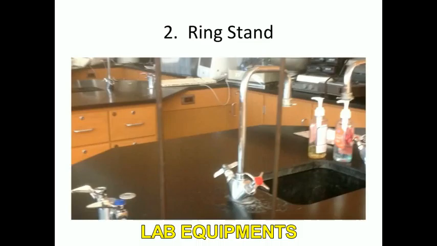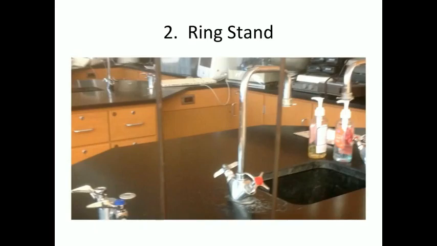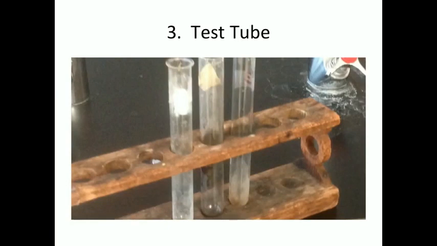This is a ring stand. This is an example of a ring stand. It's not very good, but there are two poles there, one on either side of the faucet. They are used to support apparatus to support glassware.